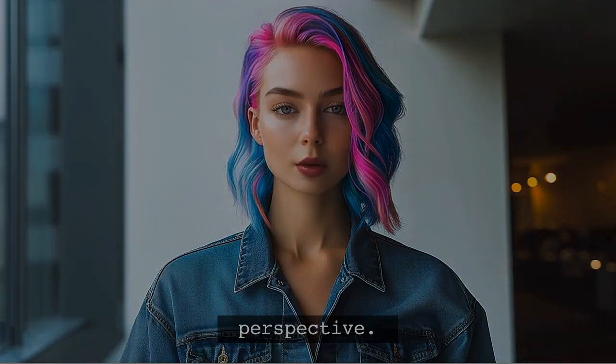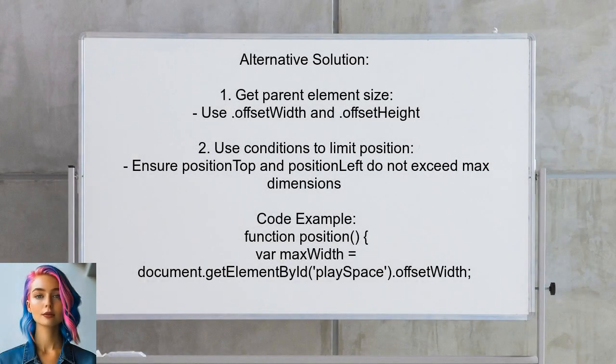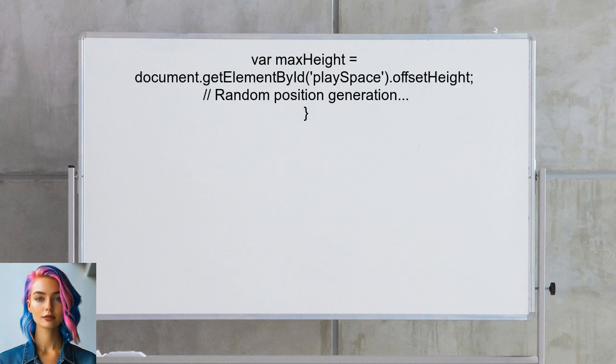Let's see another perspective. An alternative approach suggested by a user involves checking the size of the parent element. In your script, you can use conditions to ensure the square does not exceed its container. First, get the width and height of the parent element. Then, when generating random positions, make sure they stay within the bounds of the parent element.